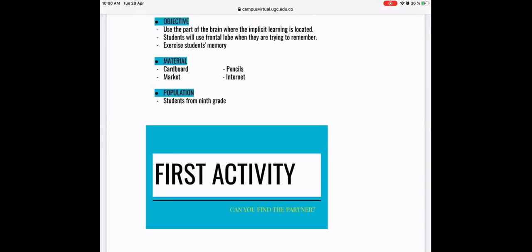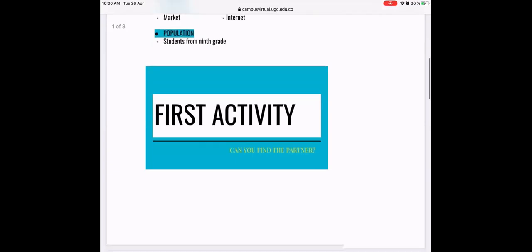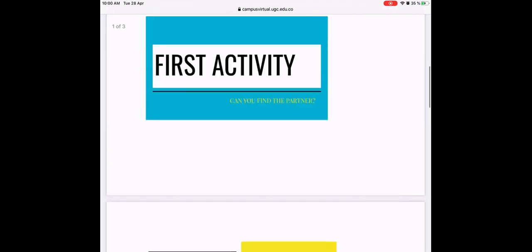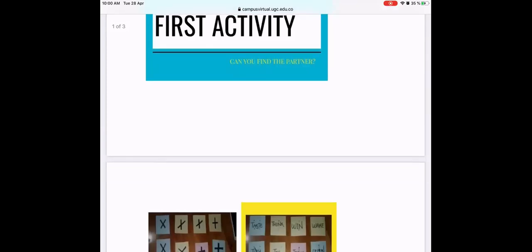Well, the first activity, first of all, we chose easier activities for the students in order to make the class more dynamic. The first activity is cards activities. So it's simple. We just put some words in some cards, and the students have the opportunity to turn the cards.